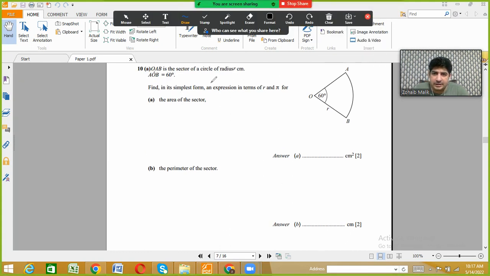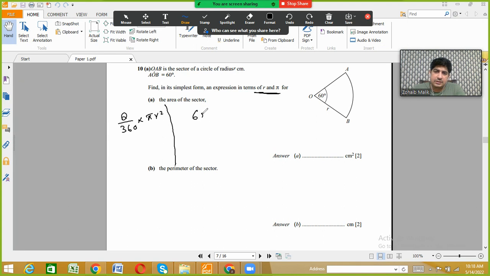AOB is the sector of a circle with radius r. Angle AOB is 60. Find, in simplest form, an expression in terms of r and pi for the area of the sector. As we know that this is a sector, and the area of the sector formula is angle over 360 into pi r square. We have to be very careful because it is given to give the expression in r and pi. So it means we are not going to put in the value of pi, although we know it is 3.142 or 22 by 7. But we are not going to put the pi value here.